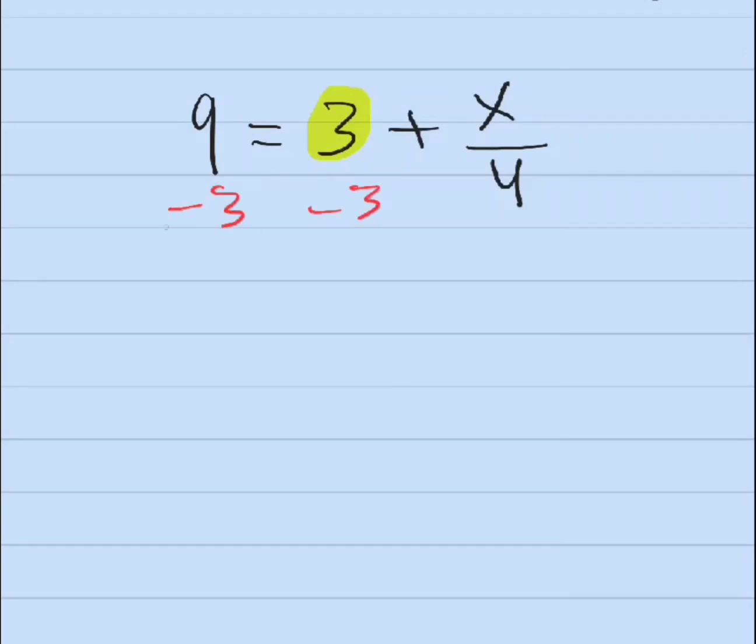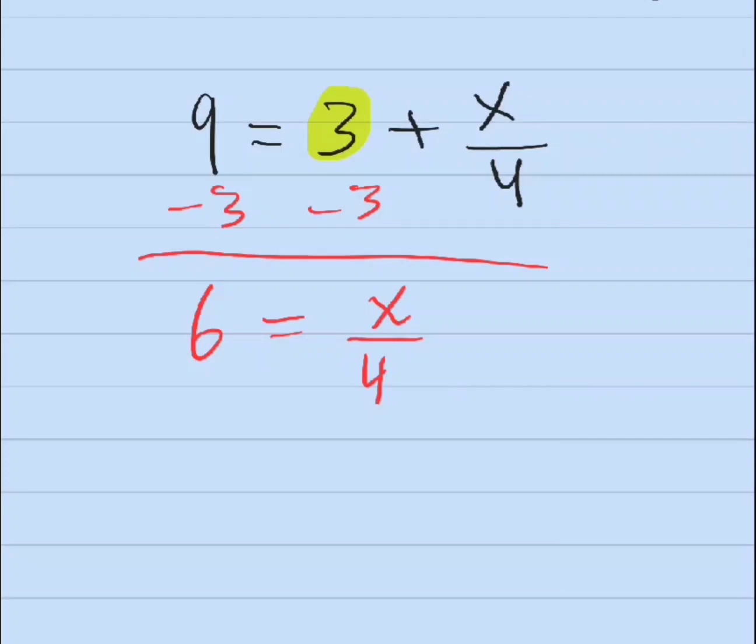Now let's move on to our next example. Consider this equation. 9 is equal to 3 plus x divided by 4. So we have a fraction. What do you think we need to do in this problem? Well, in this problem, we could start by subtracting both sides by 3, just as we've been doing. Nine minus 3 is 6.